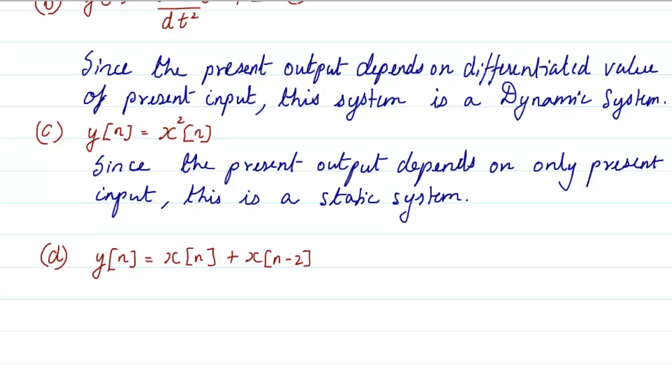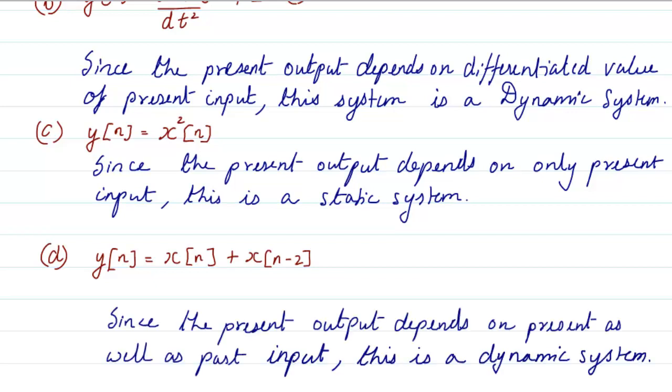Let us look at the next problem. Here also y of n is dependent on x of n, but it also depends on x of n minus 2. That means some previous value. So we will write, since the present output depends on present as well as past input, this is a dynamic system.